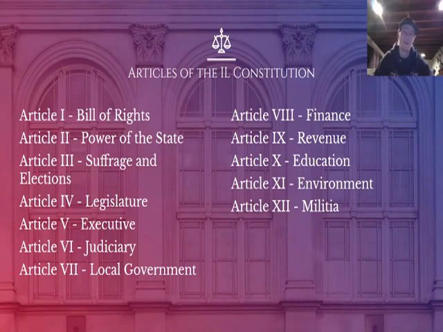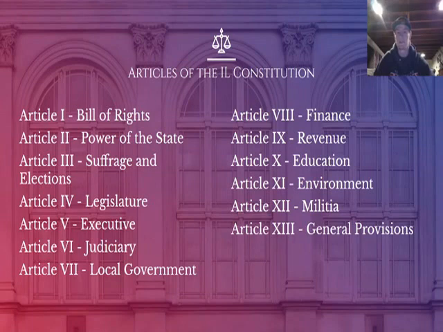Article 12, militia. Illinois allows for the establishment of the militia in case the governor decides that there's a need for one. Oftentimes it'll take the form of the state guard. Article 13 is going to be general provisions. It's going to have a whole variety of subjects that are going to be covered, just kind of the leftover things that just weren't addressed by these last 12.